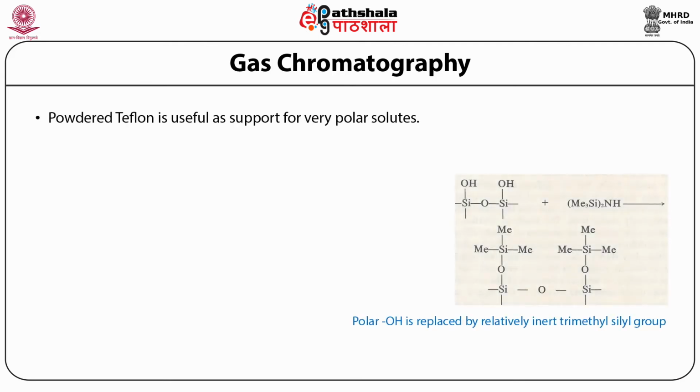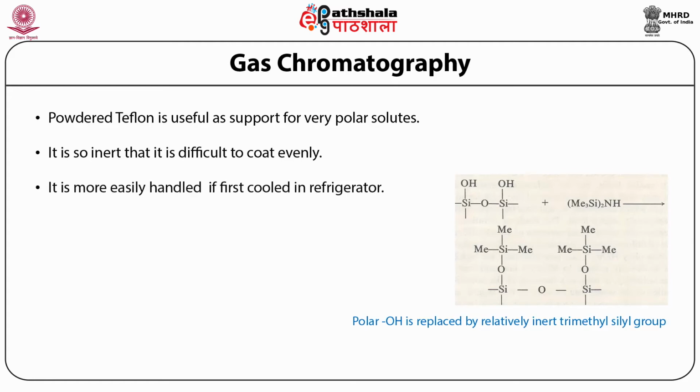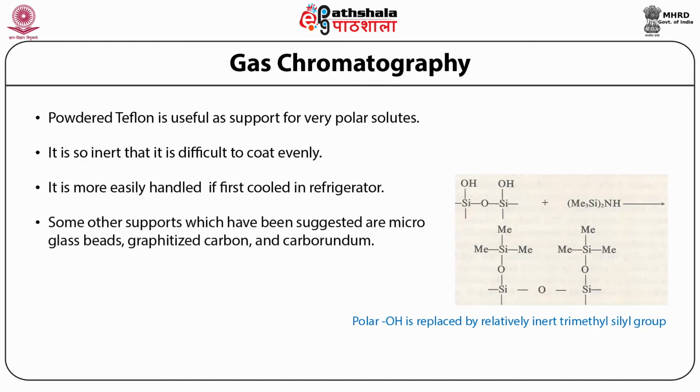Powdered Teflon is useful as a support for very polar solutes, but it has a low surface area. It is so inert that it is difficult to coat evenly. It is more easily handled if first cooled in a refrigerator. Some other supports which have been suggested are microglass beads, graphite carbon, and carborundum, etc.